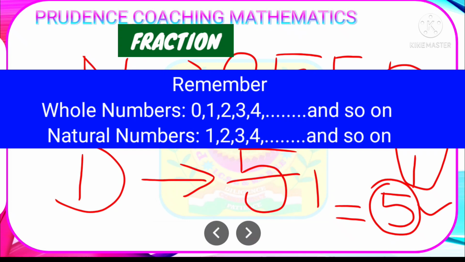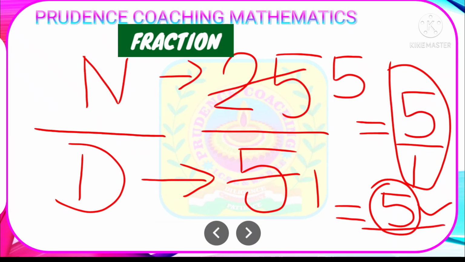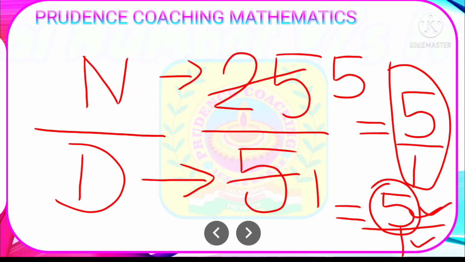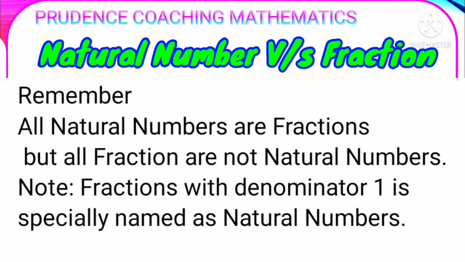So here this 5 is not only a whole number or a natural number, but it is a fraction as well, as here 5 is the numerator and 1 is the denominator, and both 5 and 1 are natural numbers. So my dear students, you must remember that we can represent every natural number as a fraction where the denominator will be equal to 1.